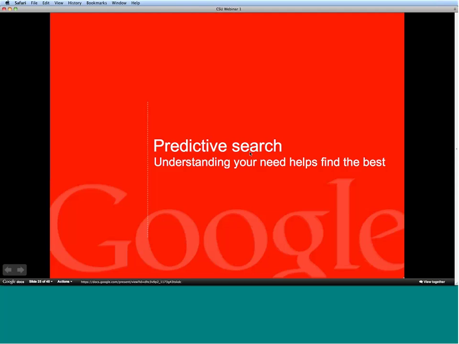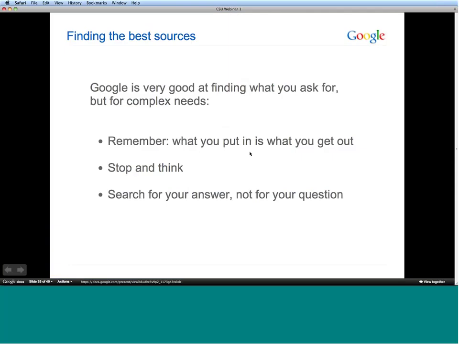So I'd like to turn to talk a little bit about predictive search. What we know is that when we run a search in Google, it's going to go and look for words essentially that it's found on pages and bring back results that match those. A lot of times that works really, really well. So when you're doing a web search, I often start with a fairly general basic search to see what happens, because Google has gotten really good at finding things that I ask for. But sometimes I have more complex needs, I'm looking for something more obscure, and it's just not working for me. And then it's really important for me to remember that what I put in is what I get out.